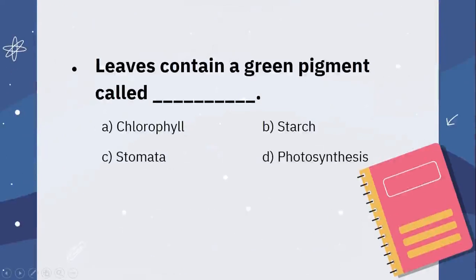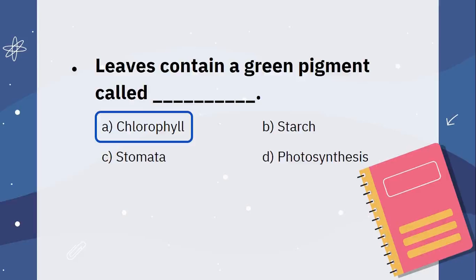Next question, leaves contain a green pigment called dash. Right answer is chlorophyll. Chlorophyll is a green pigment found in plants. Plants use chlorophyll and light to make food. Chlorophyll is essential in photosynthesis, allowing plants to absorb energy from sunlight.